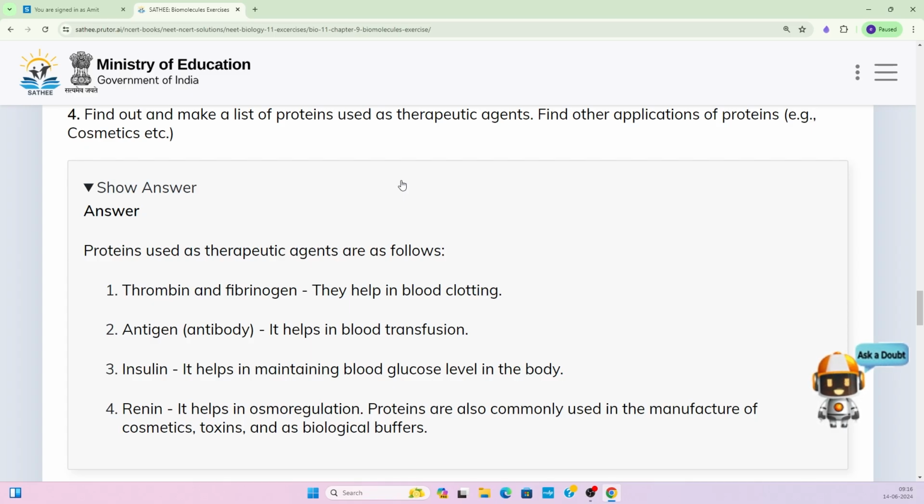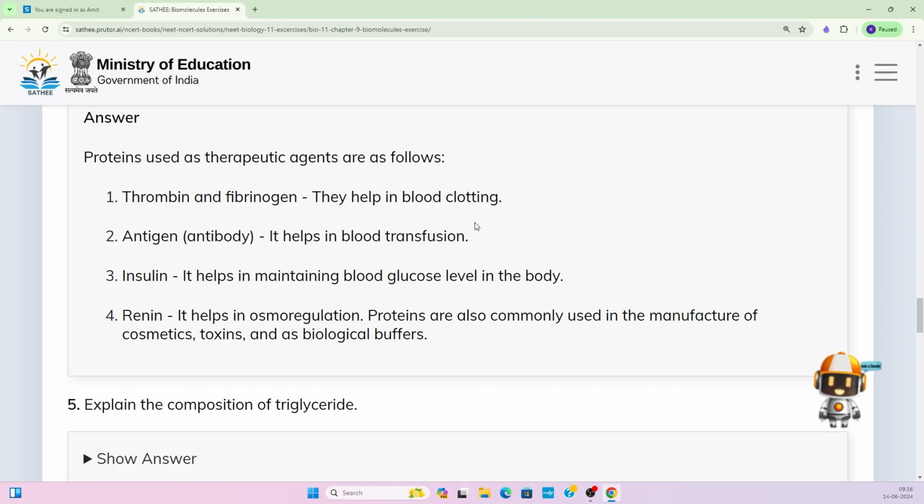Thrombin and fibrinogen. You all know that for blood clotting, there is a requirement of these proteins, right? These are the proteins that are present or formed at the time of blood clotting in the blood, right? So thrombin and fibrinogen, they are helping in the blood clotting. So this is very, very important, and this is one of the uses of proteins as therapeutic agents. So thrombin and fibrinogen, they help in blood clotting.